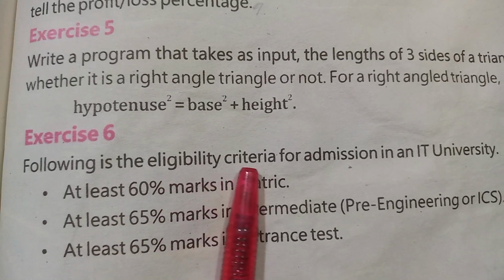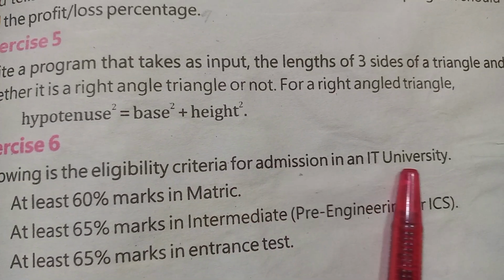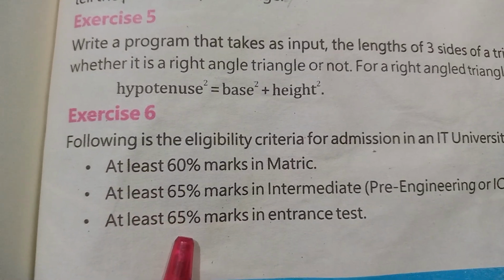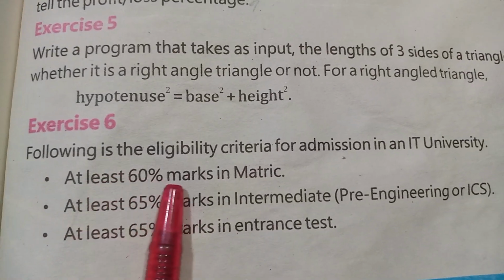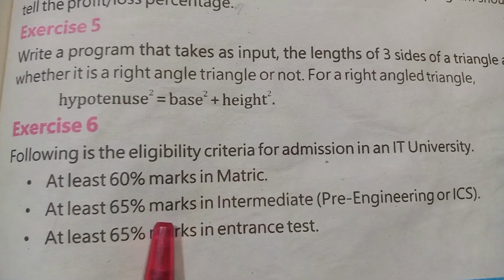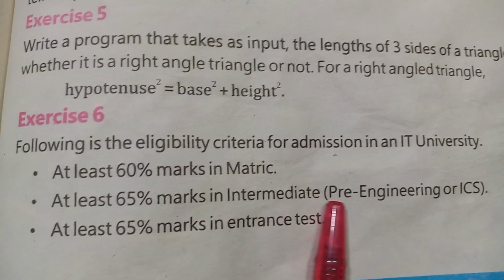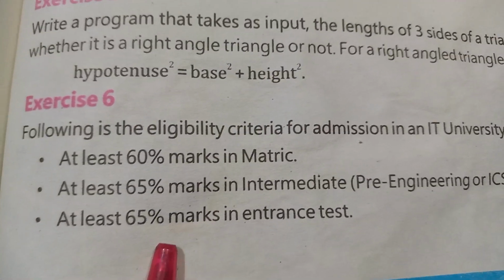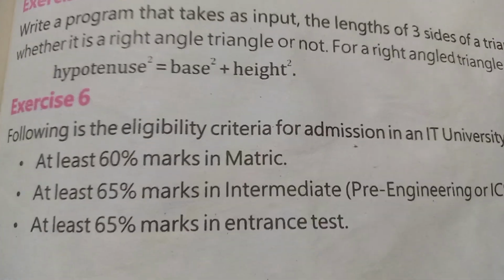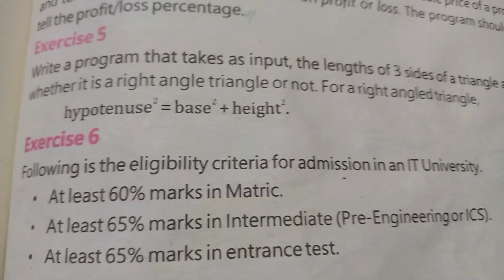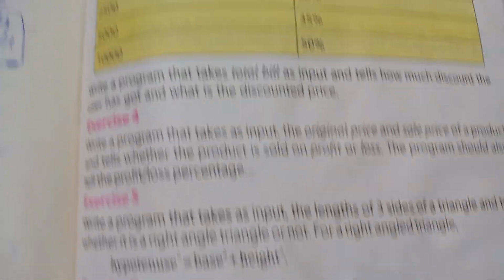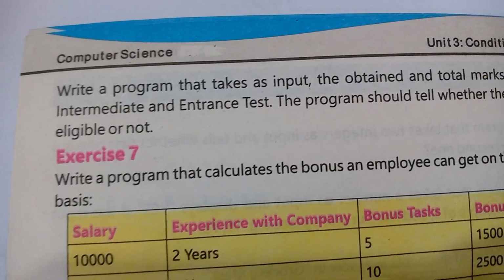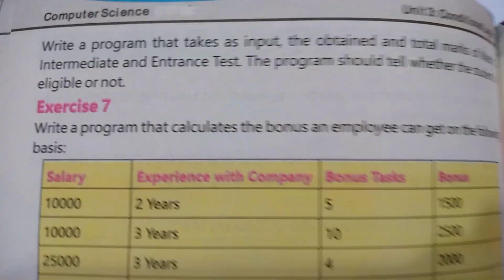Following is the eligibility criteria for admission in an IT university. This information is given, 3 points are given to you: at least 60% marks in matric, 65% marks in intermediate, pre-engineering or ICS, whatever, and at least 60% marks in entrance test. So there are 3 conditions given and you have to test these 3 conditions. Now on the next page, the remaining statement is as follows.